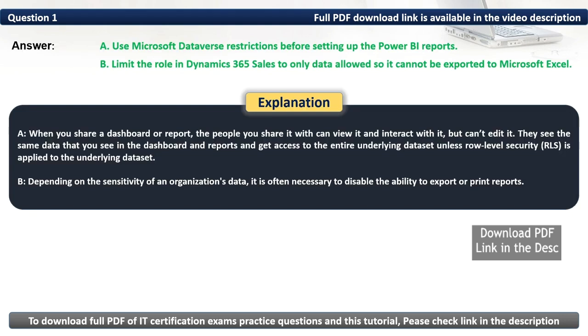About the options, A. When you share a dashboard or report, the people you share it with can view it and interact with it, but cannot edit it. They see the same data that you see in the dashboard and reports and get access to the entire underlying dataset unless row level security is applied to the underlying dataset. About option B, depending on the sensitivity of an organization's data, it is often necessary to disable the ability to export or print reports.